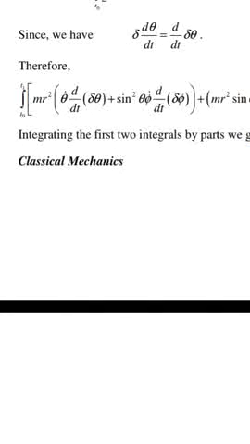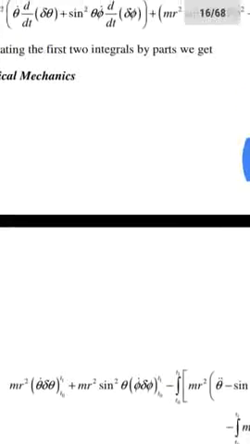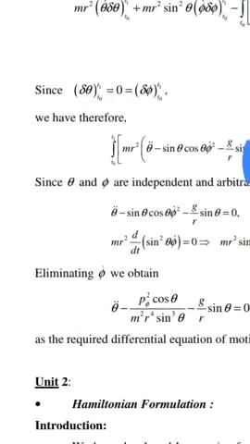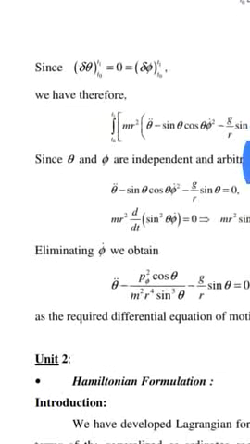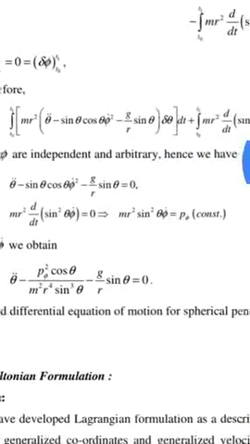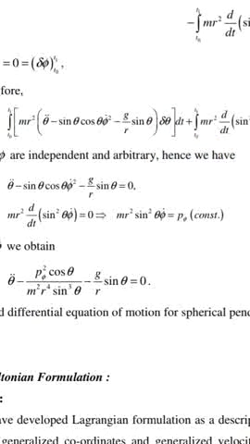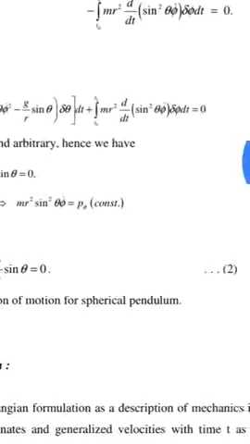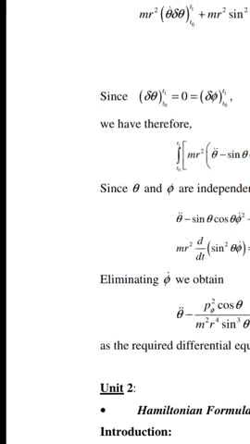Integrating the first two integrals by parts, we get, and so on. We have therefore the integral from t0 to t1 of mr² [θ double dot minus sin θ cos θ φ dot squared minus g/r sin θ] δθ dt plus the integral from t0 to t1 of mr² d/dt of (sin²θ φ dot) δφ dt is equal to 0.